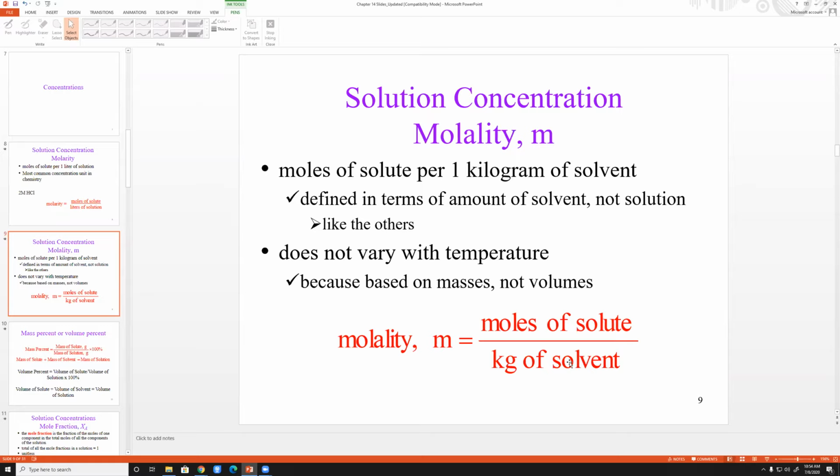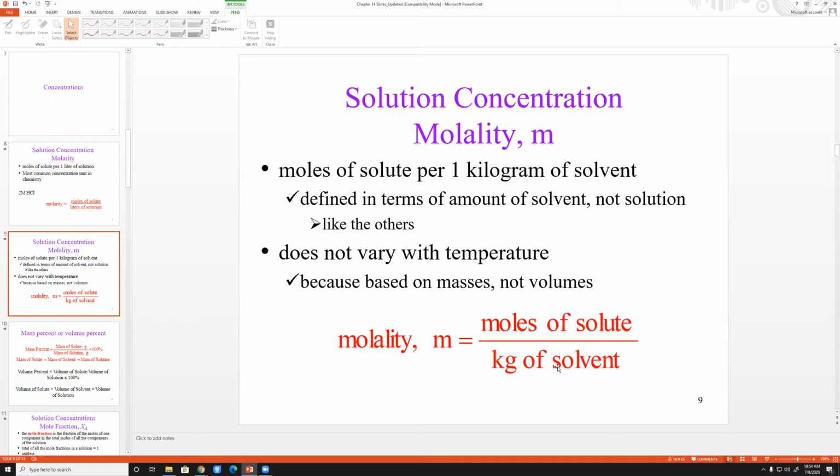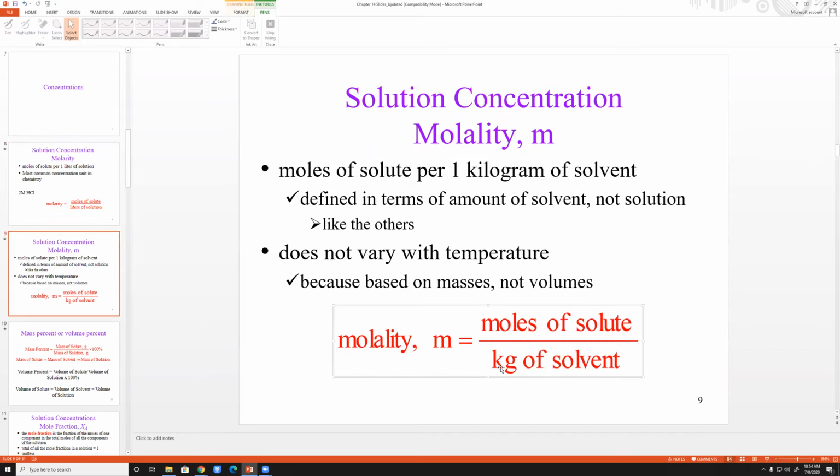The only time that molality is equal to molarity, well, technically they're never equal, because molarity is liters of solution, whereas molality is kilograms of just the solvent. But they would be similar if you have water, because 1 liter of water weighs 1 kilogram. So that would be about the same. But if it's not water, then it'll be a lot different. So molality is moles divided by kilograms of solvent.